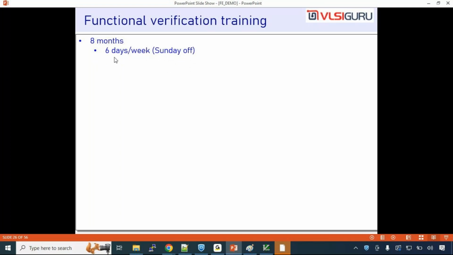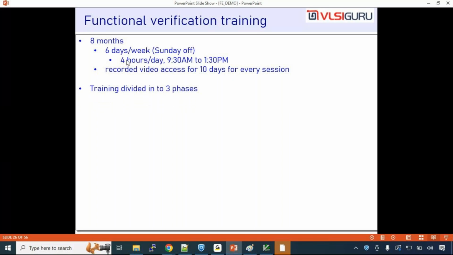During 8 months, we'll be having 6 days of training per week. Sunday will be off, 4 hours per day, mostly 9:30 to 1:30, but it could be distributed also. Sometimes some sessions might go after lunch also. Let's say we may plan theory session in the morning, lab session after lunch. Recorded video access for 10 days, as I said, because it's a full week training.